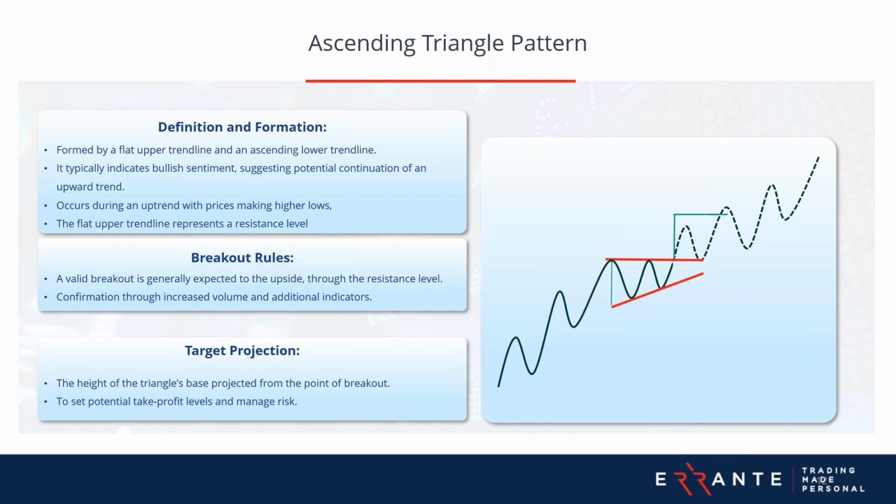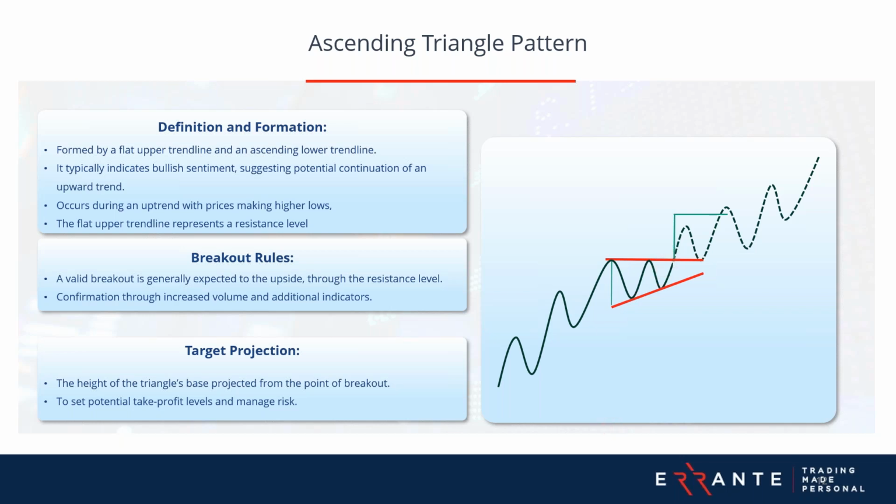This pattern is identified by a flat upper trend line that acts as resistance and an ascending lower trend line that indicates increasing buying pressure. It usually takes at least 4 touch points through the lines, and we need the 5th point to make a breakout or a rebound from the upper, let's say, boundary of the pattern. Okay.